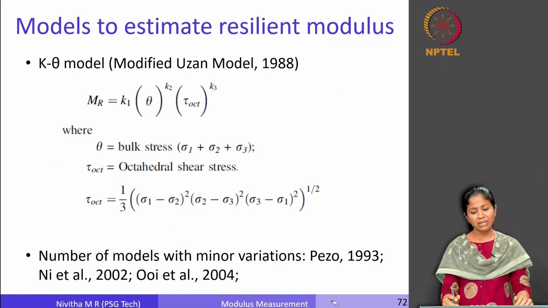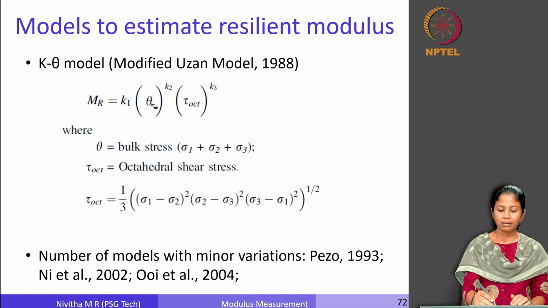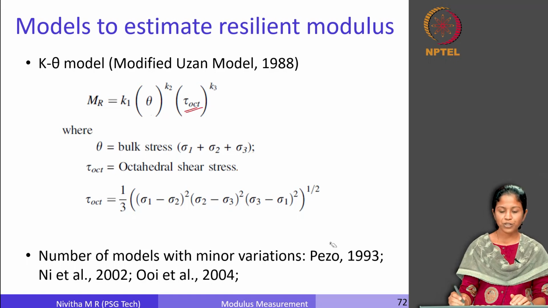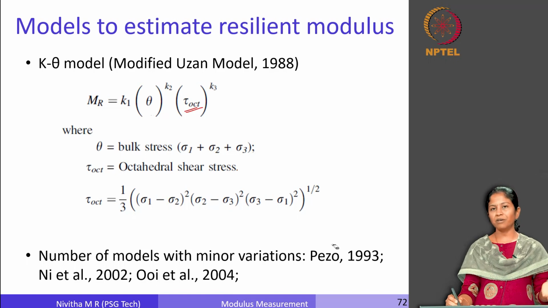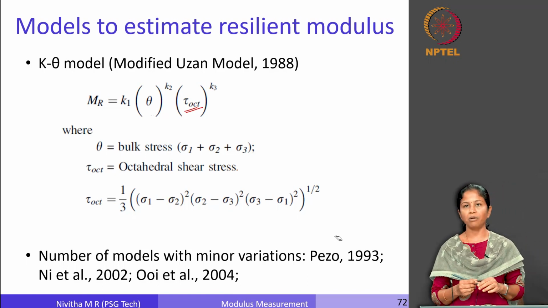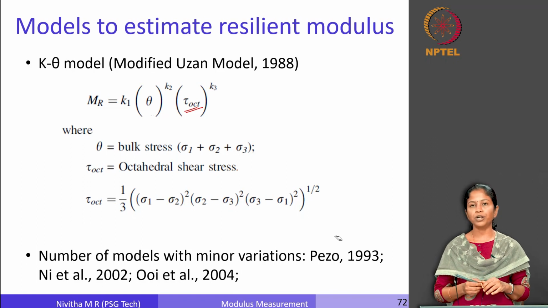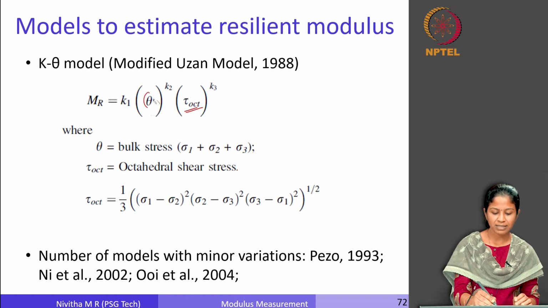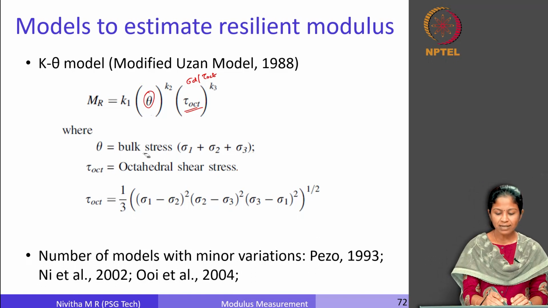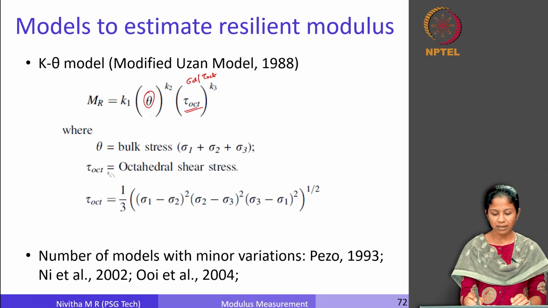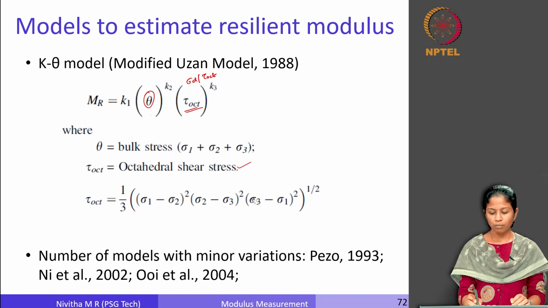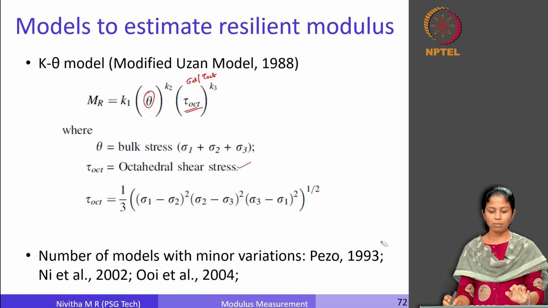Then there was a modified Uzan model wherein the octahedral stress was used instead of the deviatoric stress. Again, all of them, even the previous Uzan model and the modified Uzan model, wanted to incorporate the effect of both axial and shear stress. That is why these parameters theta and sigma d or tau octa are incorporated in the model. Theta is nothing but the bulk stress, which is sigma 1 plus sigma 2 plus sigma 3. Tau oct is the octahedral shear stress, computed as 1/3 of the square root of (sigma 1 minus sigma 2) whole squared plus (sigma 2 minus sigma 3) squared plus (sigma 3 minus sigma 1) squared, right. So this was the modified Uzan model.